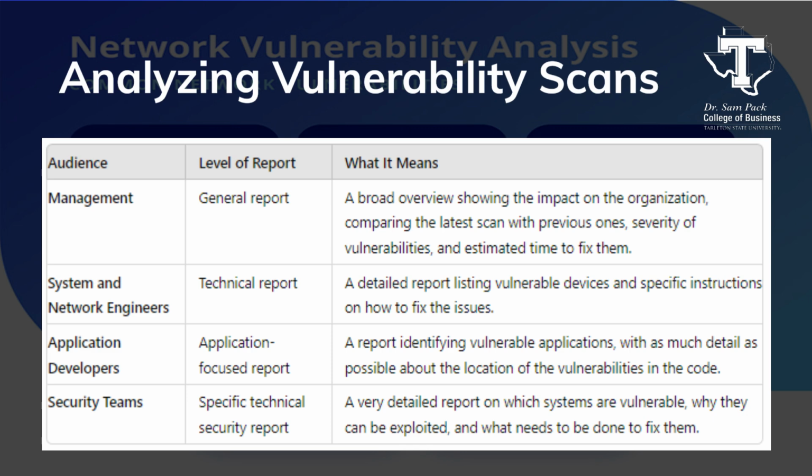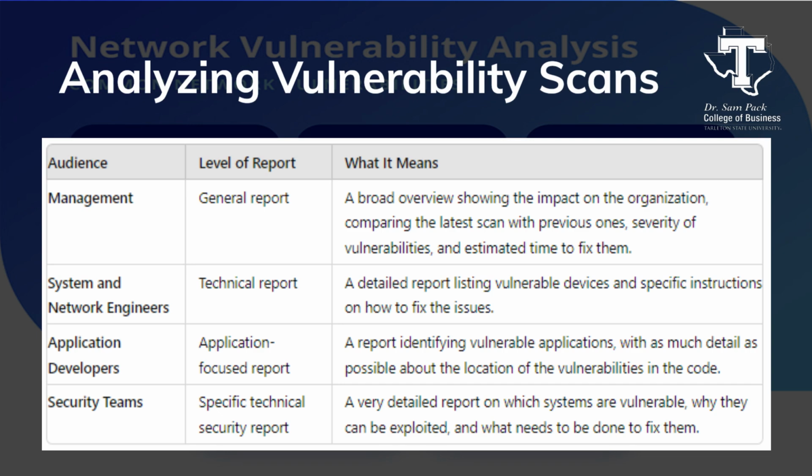System and network engineers need a detailed technical report that focuses on what needs fixing. They're interested in a list of vulnerable devices and specific details about each vulnerability. This report helps them figure out exactly what needs to be addressed to improve the system's security. Application developers will look for reports that detail which applications have vulnerabilities and what those vulnerabilities are. They want to know which parts of their code are at risk so they can make necessary updates or fixes.